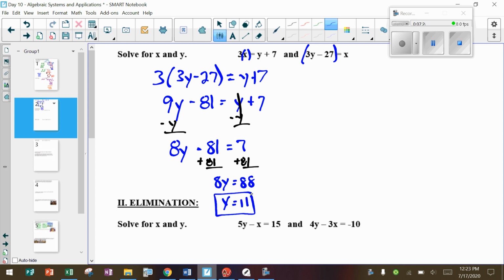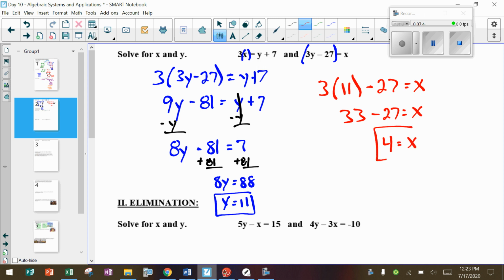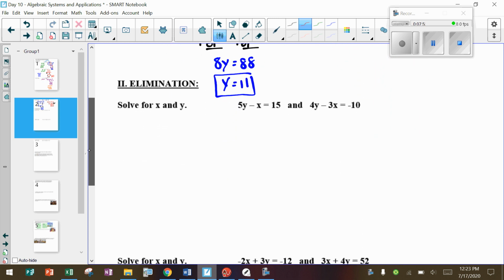So this time I found y first. Now I'm going to take the y value of 11, plug it in so I can find x. I get x is 4. So that's substitution.